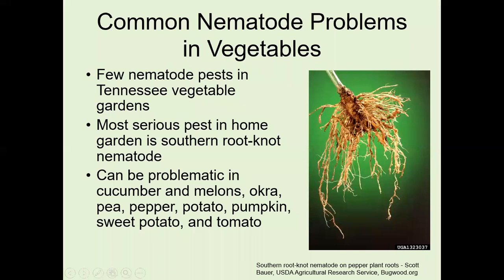So as I said, few nematode pests in the Tennessee gardens. Southern root knot nematode can be problematic in cucumber, melons, okra, peas, and such like that, but we really don't see much of a problem with that here.